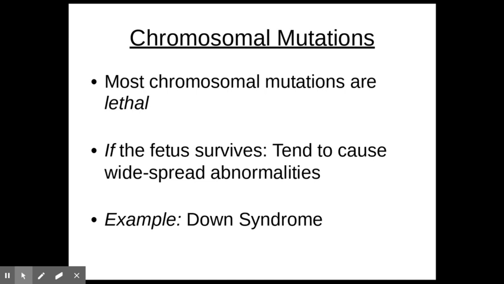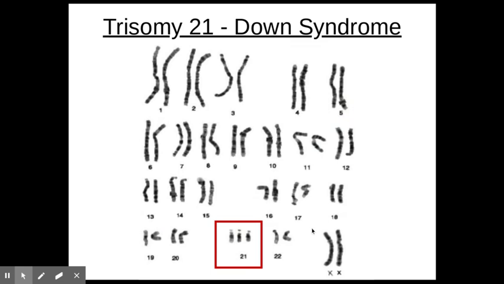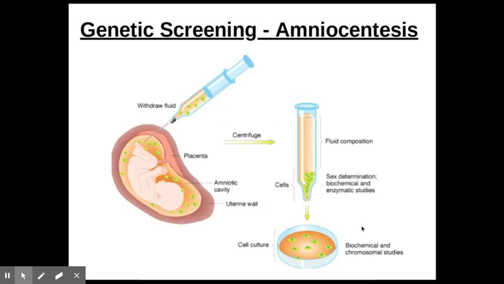Most chromosomal mutations are lethal. If the fetus survives, they tend to cause widespread abnormalities. So this is like Down syndrome. You have 3 chromosomes in the 21st pair for Down syndrome, and this would be what a karyotype would look like for a Down syndrome child. In this pair, you have 3 instead of 2 like you normally have in all the other ones.